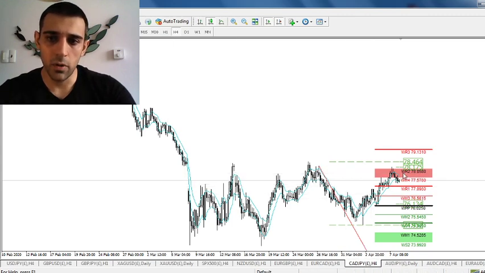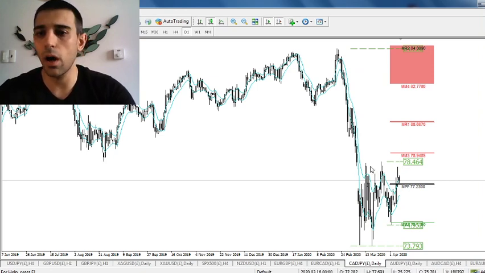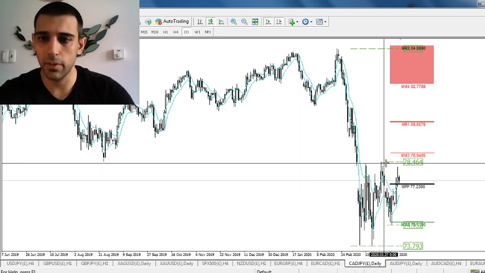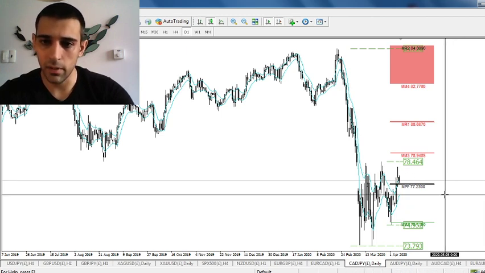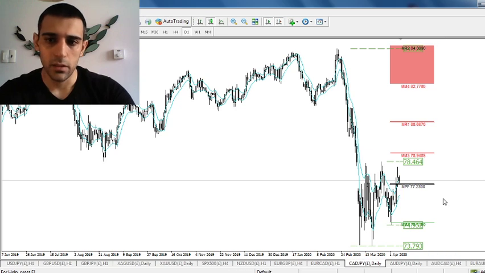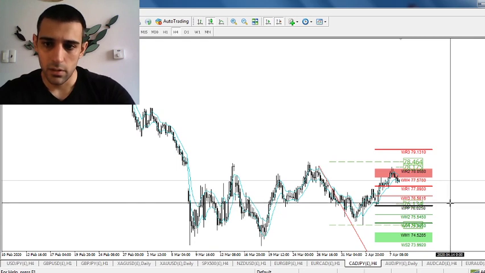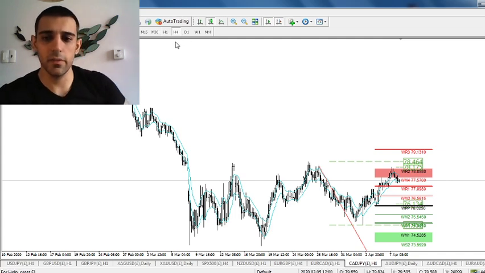I'm not looking for the second. For now I don't see any long opportunities unless the price continues to go higher and starts breaking this resistance zone up here. But for now we treat it as a choppy pair. It's been going up and down. So ideally this will come down, and this is 76.24. So 76.25, 76.30.